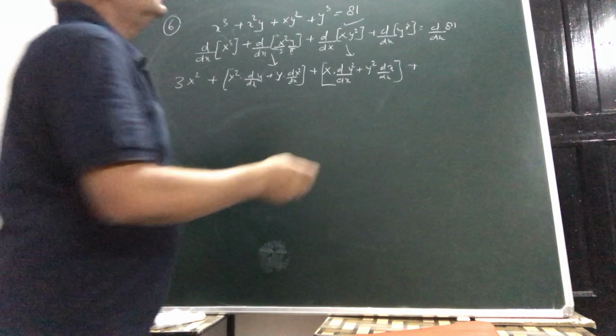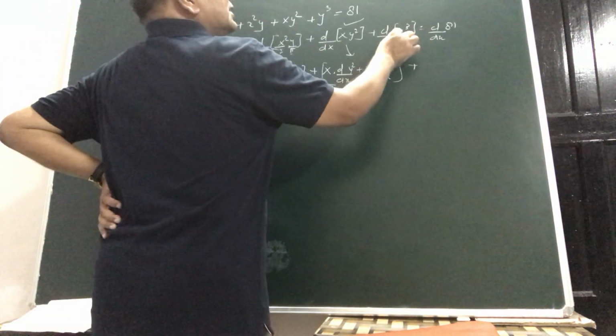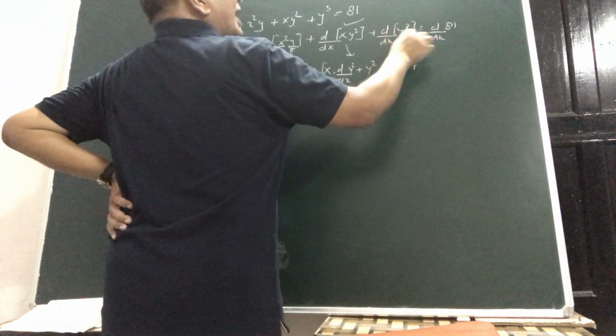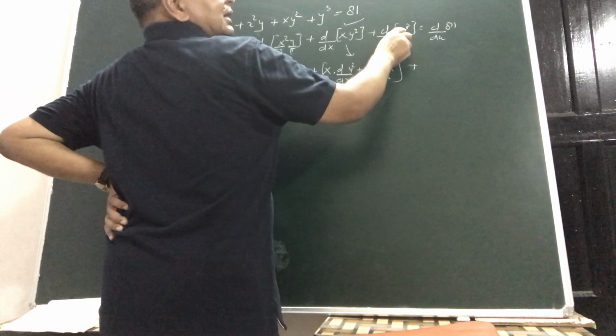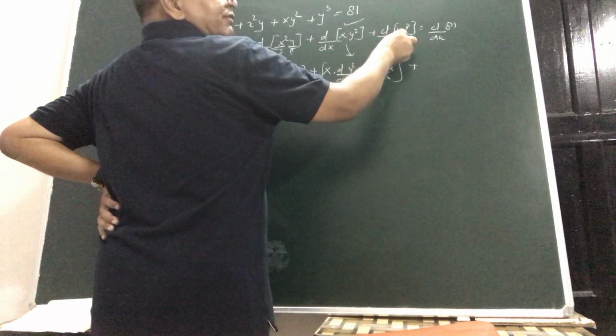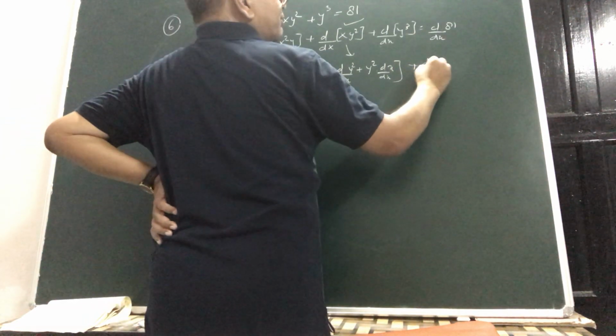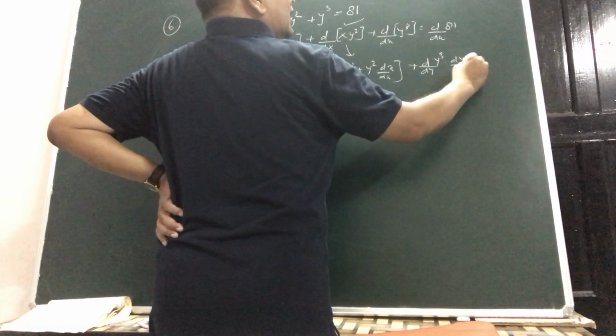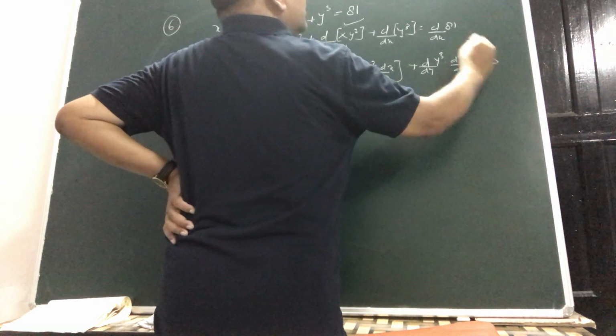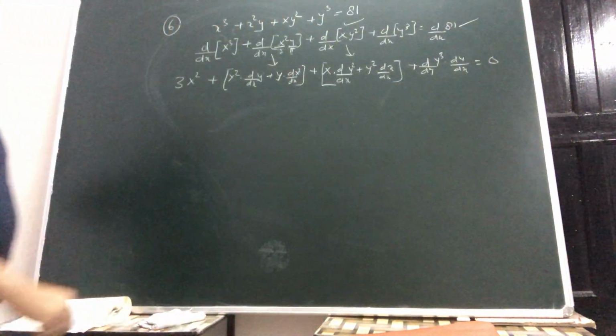Function of a function. So what you will do? The internal function, that is 5x, you will put y. So let y be y, and then this y cube is differentiated with respect to y. So d upon dy of y cube into dy upon dx, and the derivative of 81 is 0 because this is a constant function.